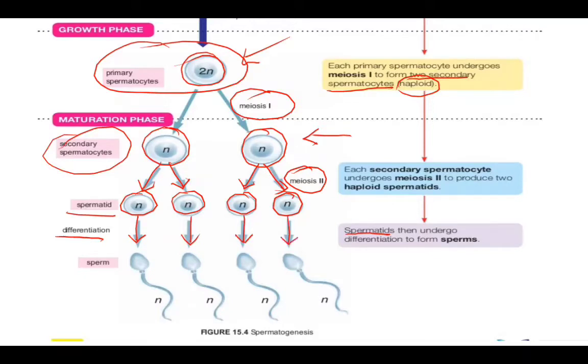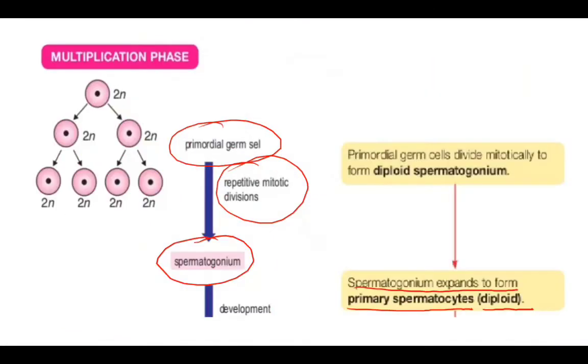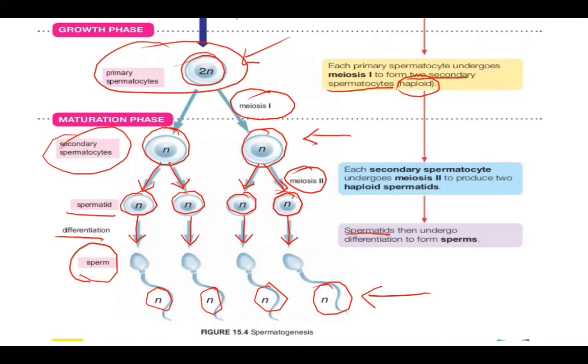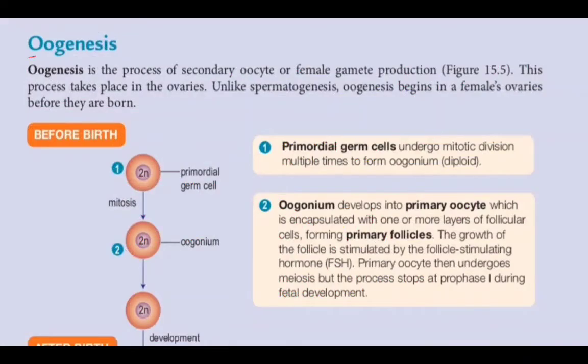Here they form sperms, all haploid. So this is spermatogenesis, from primordial germ cells until they become sperm. Alright? Okay, how about oogenesis?